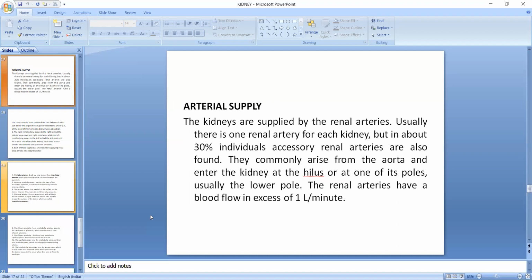Vasculature of the kidney. First we will discuss the arterial supply. The kidneys are supplied by the renal arteries. Usually there is one renal artery for each kidney, but in about 30% of individuals, accessory renal arteries are also found. They commonly arise from the aorta and enter the kidney at the hilus or at one of its poles, usually the lower pole. The renal arteries have a blood flow in excess of 1 liter per minute.